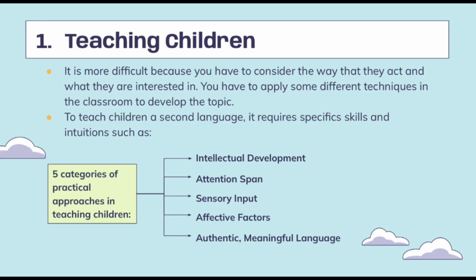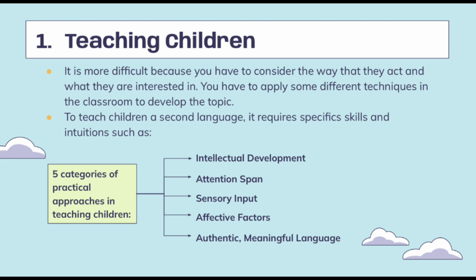Teaching children is more difficult because you have to consider the way they act and what they are interested in. You have to apply some different techniques in the classroom to develop the topic. And if we teach children, we have to do a lot of activities, just like a fun learning classroom, so we can attract students to be interested in a second language. There are 5 categories of practical approach in teaching children.